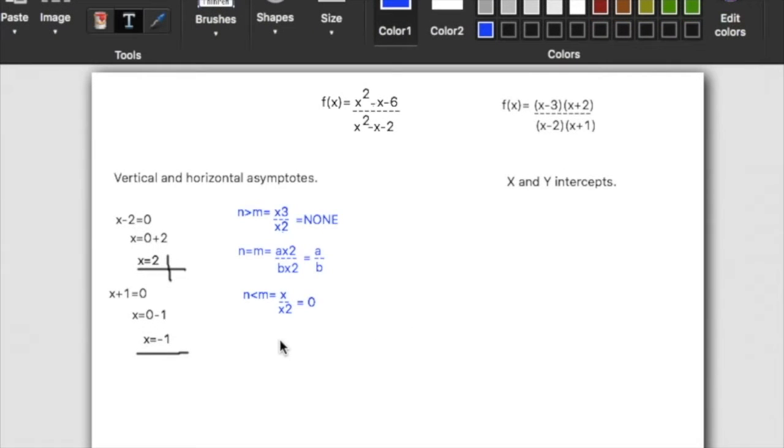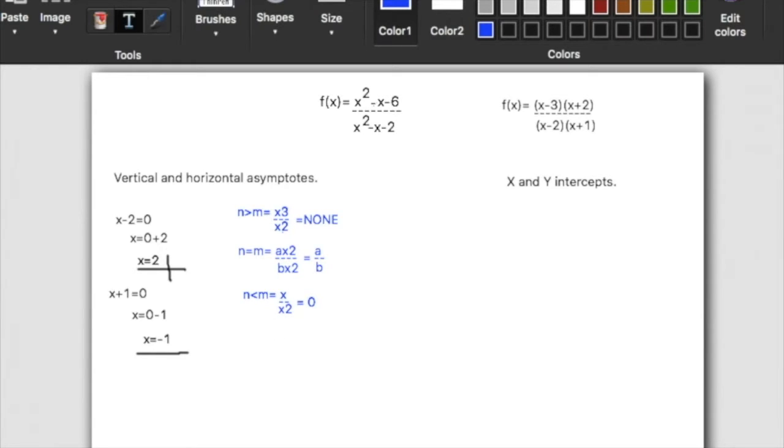For the horizontal asymptote, we have to consider some rules. If the exponent of the numerator is greater than that of the denominator, there will be no horizontal asymptote. If the numerator is equal to the denominator in its exponent, a division will be made. If the denominator is greater than the numerator in its exponent, the asymptote will be 0.